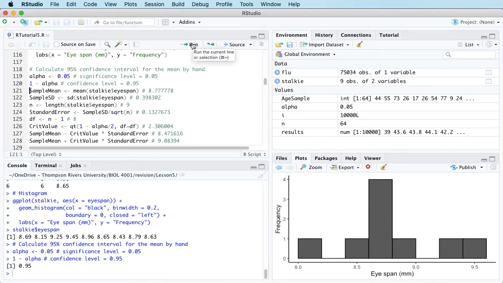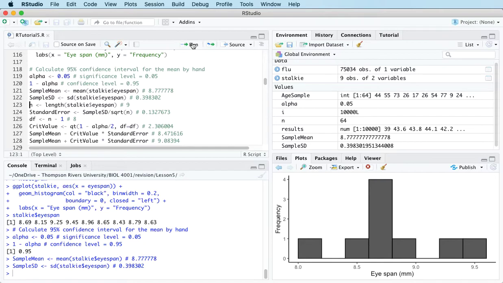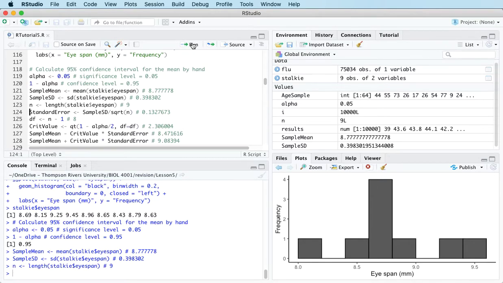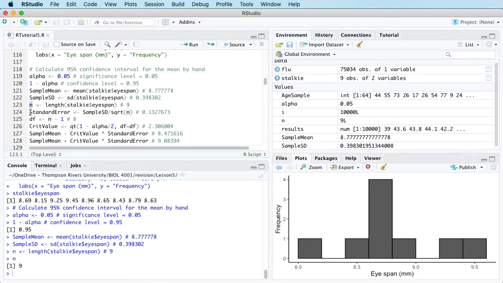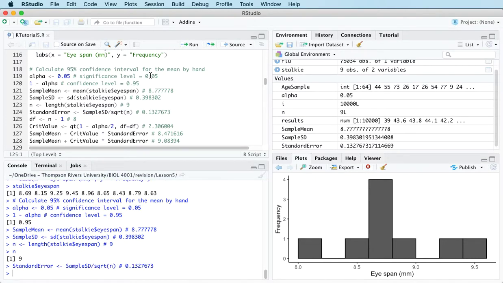Okay, we'll next calculate our sample statistics. So the sample mean and the sample standard deviation. We're going to figure out the sample size. So that's 9 in this case. There's 9 numbers here. I'll just show you. So n is 9. And then we'll calculate the standard error. So the formula is sample standard deviation divided by the square root of the sample size. So we'll calculate that. You'll notice the way I'm doing this is I'm making calculations, but I'm creating new objects in R with the names of what I'm calculating.